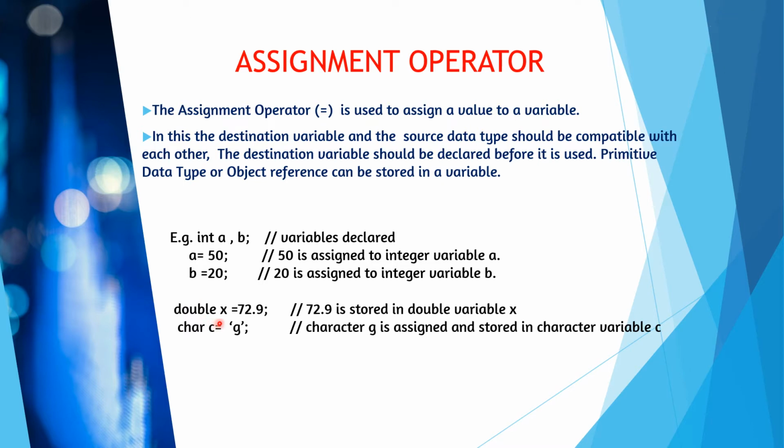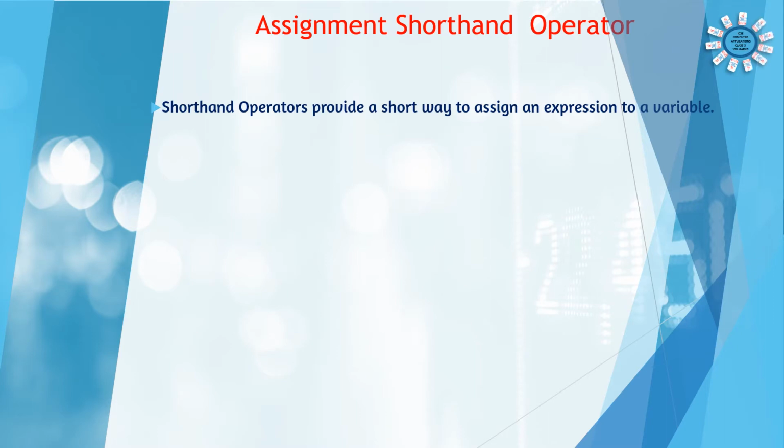And while declaring, a value can also be stored straight away. For example, instead of saying double X, then X is equal to 72.9, we can directly store, for example, double X is equal to 72.9 in the variable here. And char C is equal to 'G'. So in this case, the character G with single quotes will be stored in the character variable C. So like this also we can assign. One more variation we can see, assignment shorthand operator.